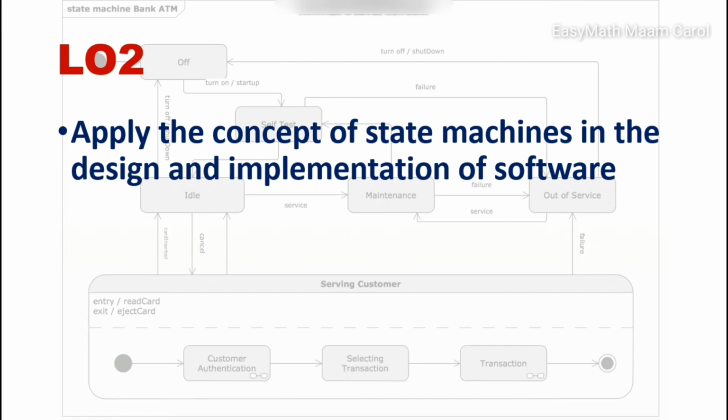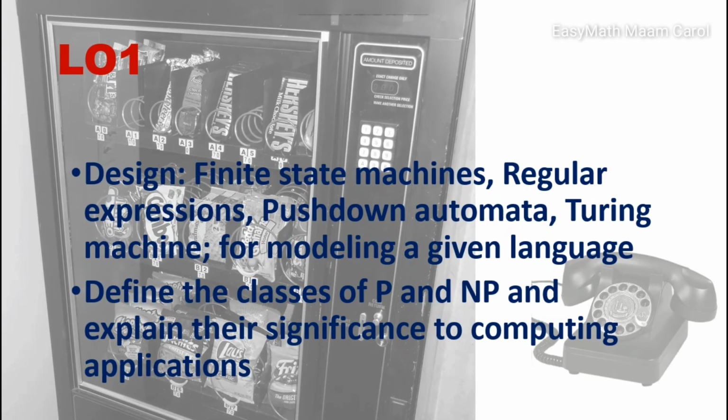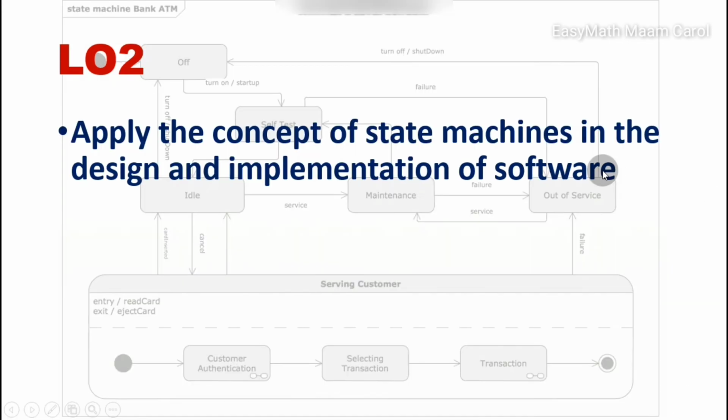So, yun bale lang yung dalawang learning outcomes na ine-expect para sa BS Computer Science, especially para dun sa subject na automata theory and formal languages. So, dun sa dalawang learning outcomes na to, ito yung magiging basis ng grade para dito sa subject na to. So, that ends the video for today.